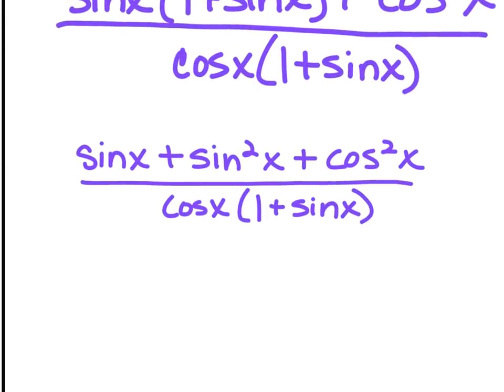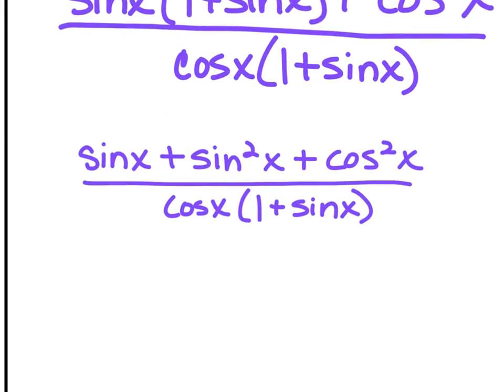And the next thing that I want you to notice is that the sine squared of x plus the cosine squared of x in your numerator can be replaced with a 1. Because of your trig identity, sine squared plus cosine squared equals 1, anytime you have a sine squared plus cosine squared in the same expression, you can change that to 1.